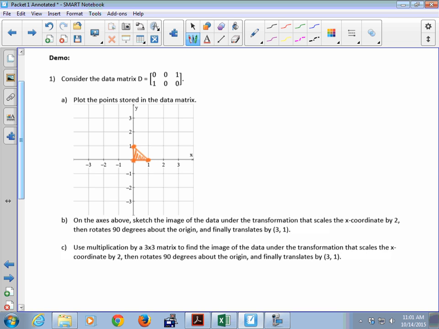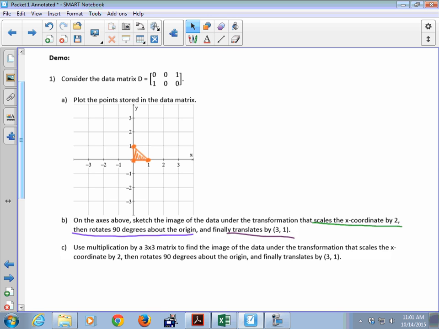First, I'm going to scale the x coordinate by 2. Then I'm going to rotate about the origin 90 degrees. And lastly, I'm going to translate by the point 3,1. Do it in the order that they say. It's just the order that they say. It doesn't have to be scale, rotate, translate.